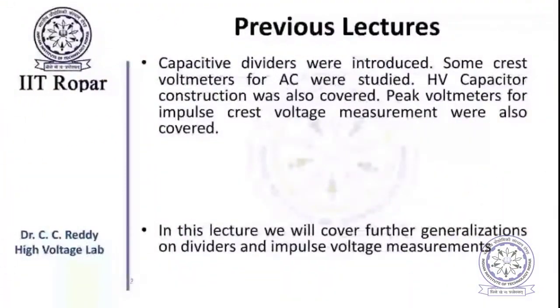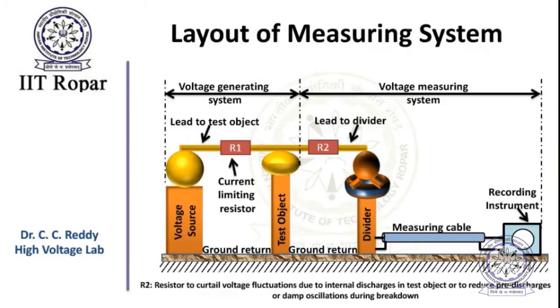So in the last lecture, we have been studying generalizations on the dividers and impulse voltage measurements, layout, etc. We will go through it briefly and then proceed further. It is a continuation of the last lecture only.